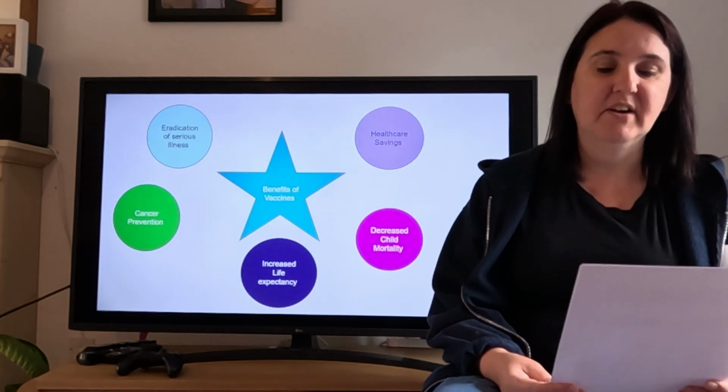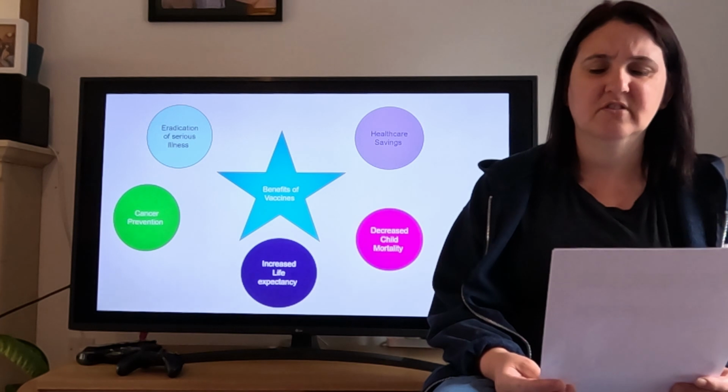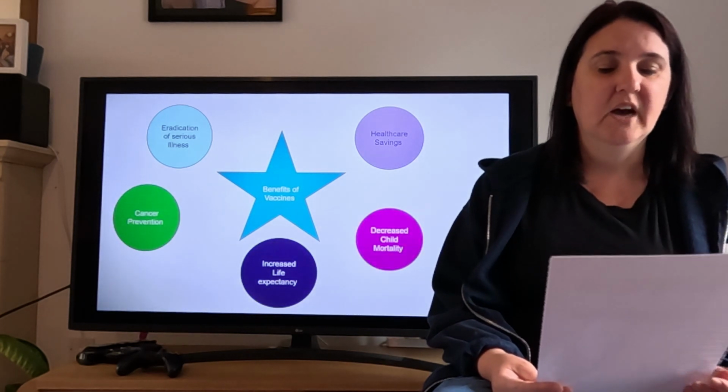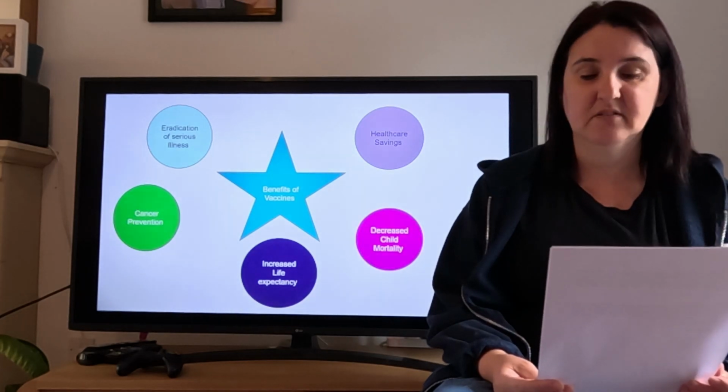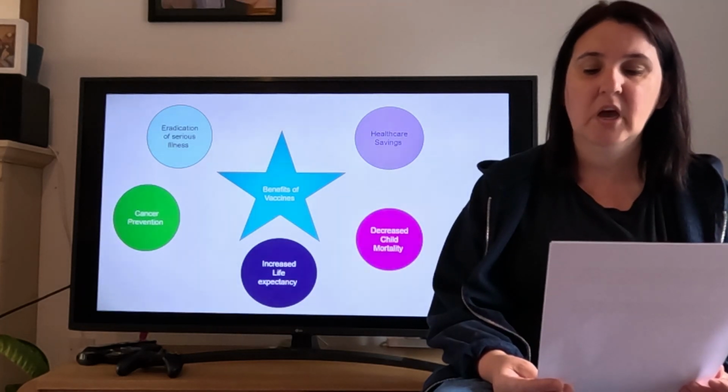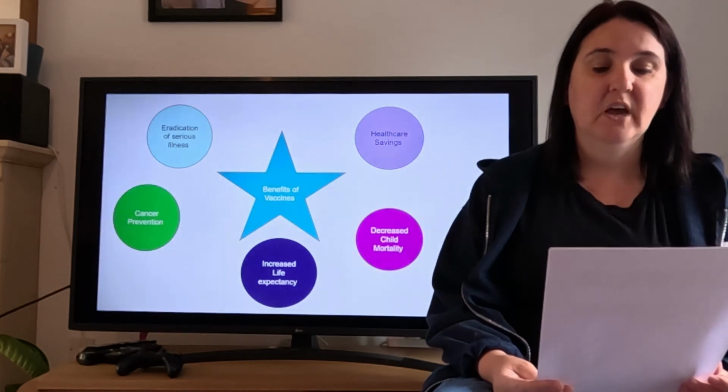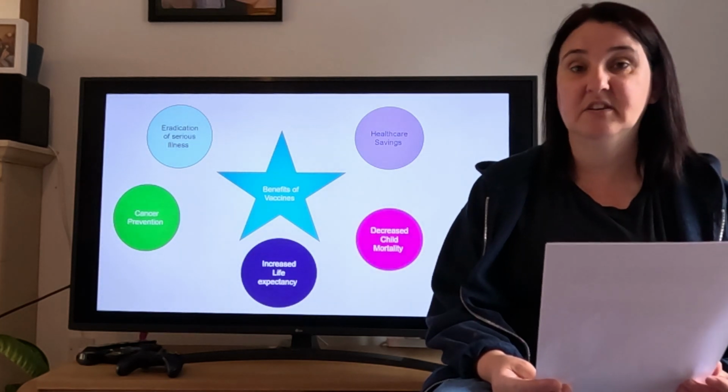Vaccination has led to the eradication of some diseases, such as smallpox in 1979, a significant decrease in child mortality, and cervical cancer prevention with the introduction of the HPV vaccine in 12 and 13-year-olds. Overall, vaccination prevents 3.5 to 5 million deaths per year.